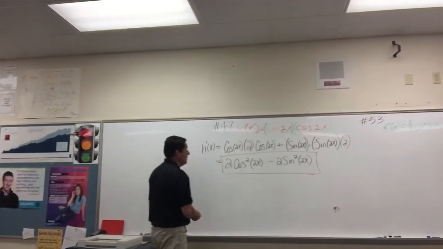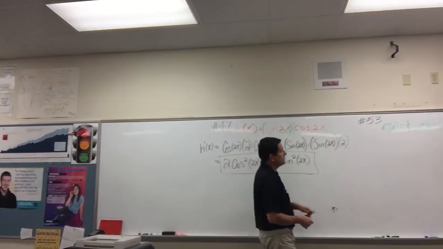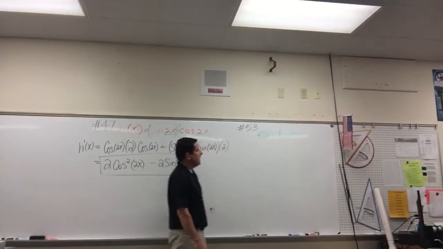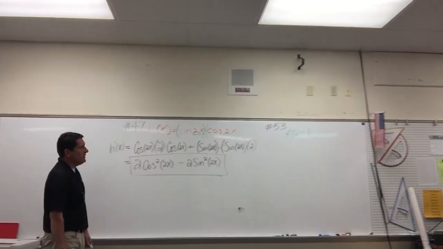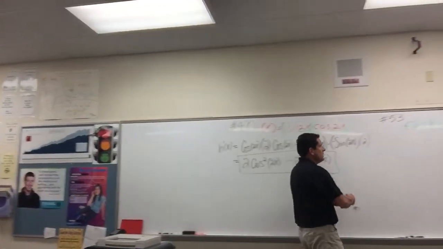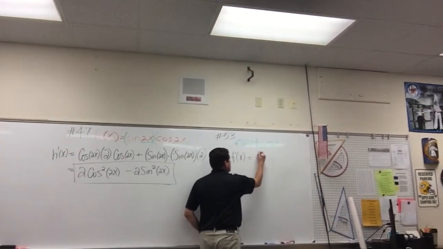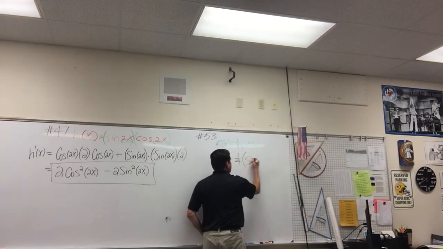Double angle formula, now I'm going to get it. It's out there, you can look it up. All right, next one. The function is 1/4 sine squared of 2x. For convenience's sake, I would rewrite it just so we know what's going on here.